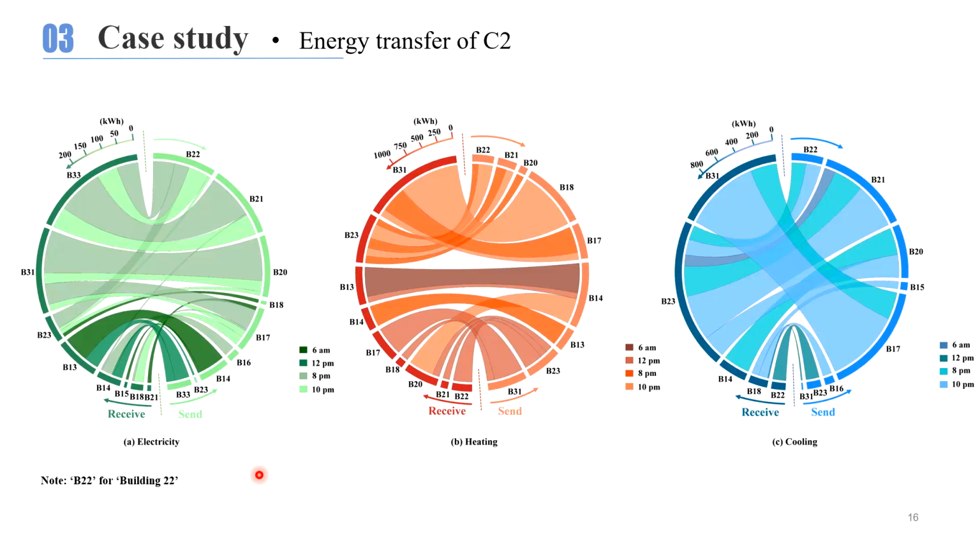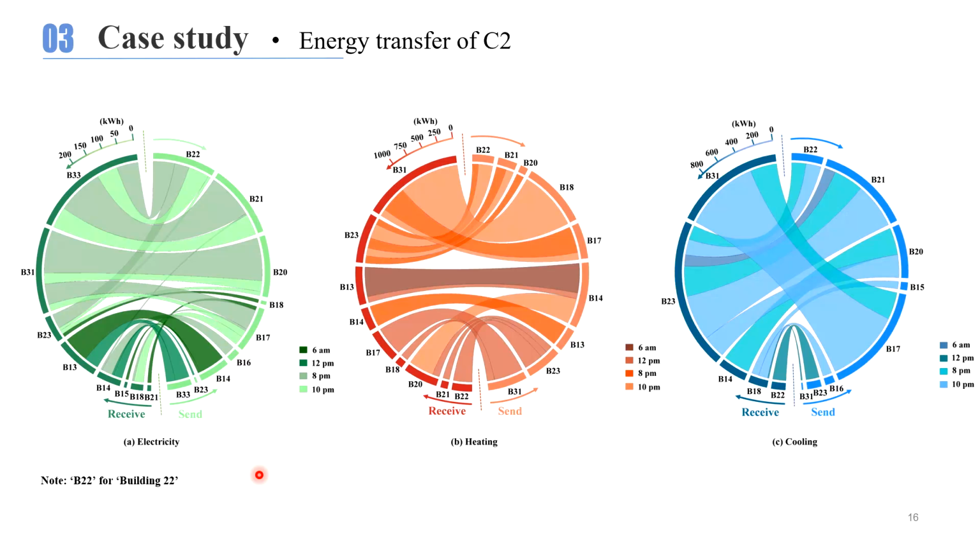And in contrast, the electricity transfer is less significant at 6 a.m. or 12 p.m. when all buildings demand at peak or off-peak time simultaneously. So energy systems tend to fulfill their own energy demands individually.